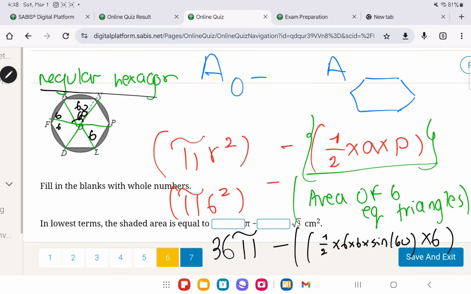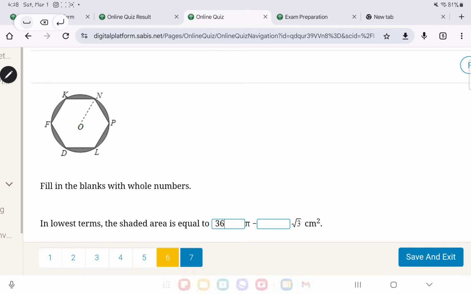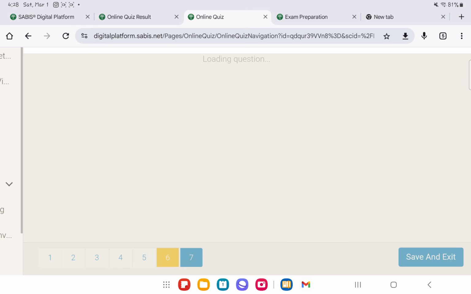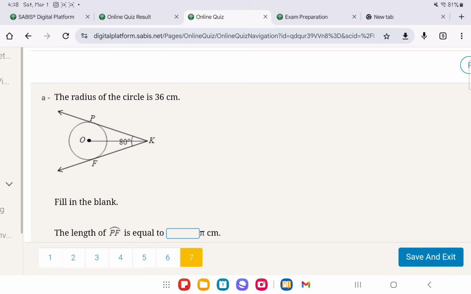On the calculator, you will put 1 over 2 times 6 times 6 times sine 60, all of it times 6, and you will get the answer, which is 54 radical 3. So our answer is 36 pi minus 54 radical 3. We move on to the final question.